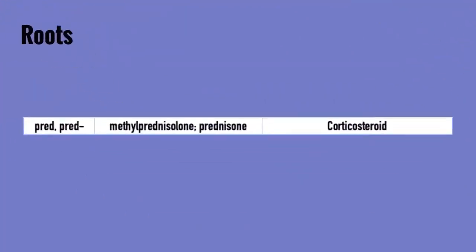Next, for root words, the use of pred is going to mean corticosteroid typically. So the two that typically come to mind are methylprednisolone and prednisone. If you see that pred, it should be an indicator that it's a corticosteroid.